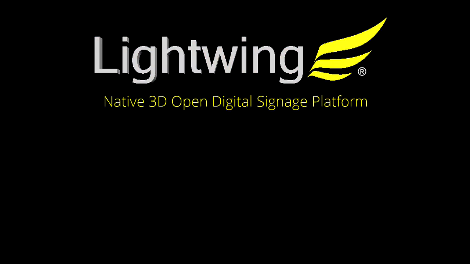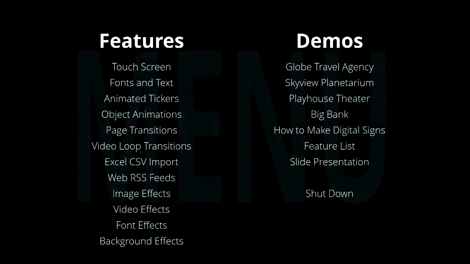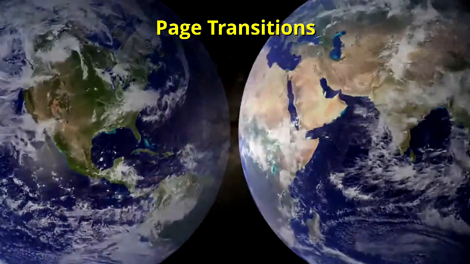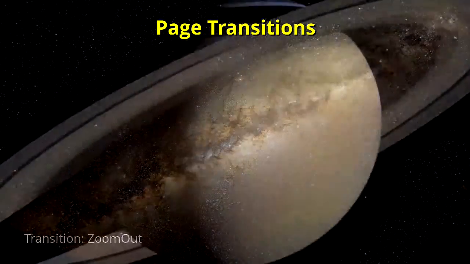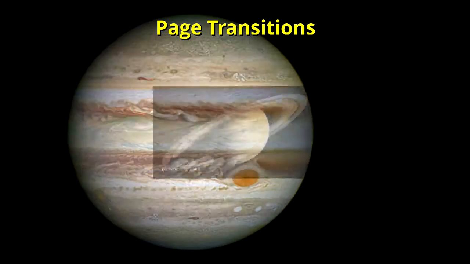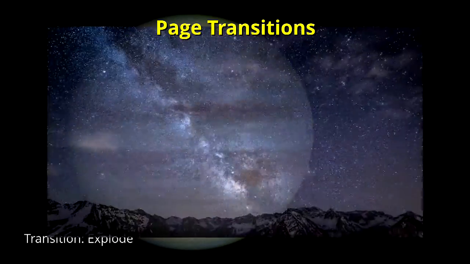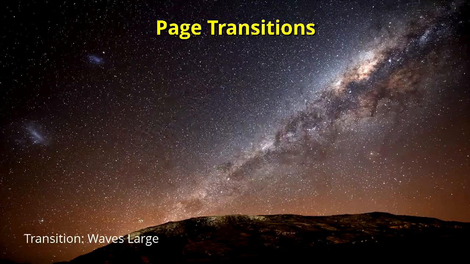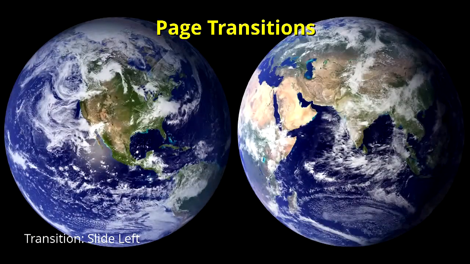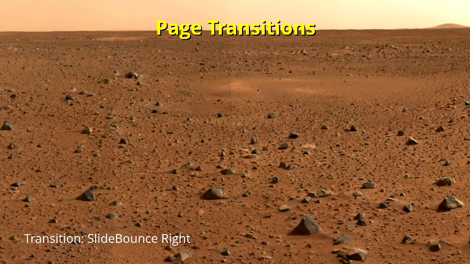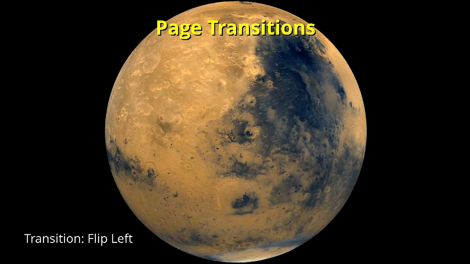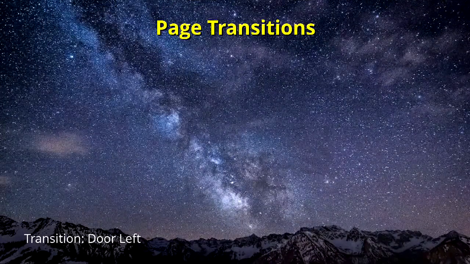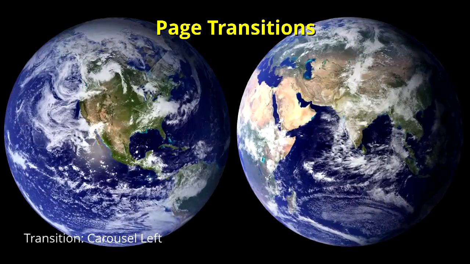Now let's look at Lightwing's support for page transitions. Lightwing will automatically animate the transitions between your page background images with a variety of built-in transition animations. There are 40 different page transition animation styles, which can be selected simply by referencing them in the script by name. And they can be played at any speed and in several different directions. Page transitions can improve the quality of digital signs, and they are so easy to use.